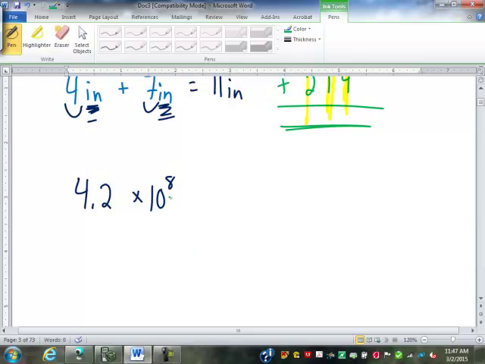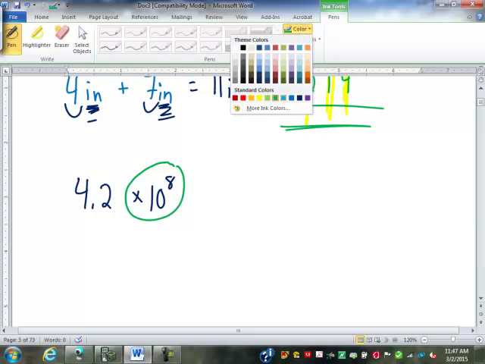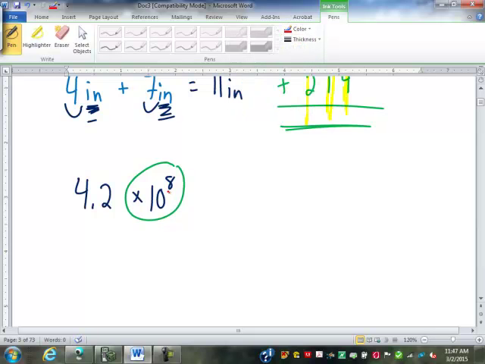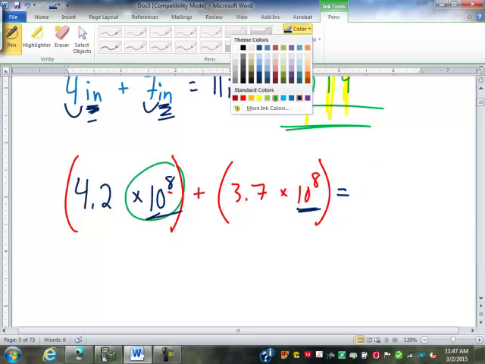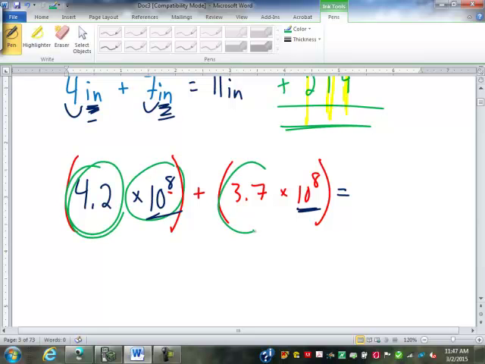When we look at scientific notation, what part of that indicates a potential place value or a name? It's the 10 to the 8th. That is exactly what a place value is on the number line. So when we add or subtract numbers in scientific notation, we must have that same power of 10. So let's put that in parentheses so we can add it to another number. 4.2 times 10 to the 8th plus 3.7 times 10 to the 8th. So we have the same name, the same power of 10. We go to add. We'll combine the counts. 4.2 plus 3.7 is 7.9. And we keep the same name, times 10 to the 8th.